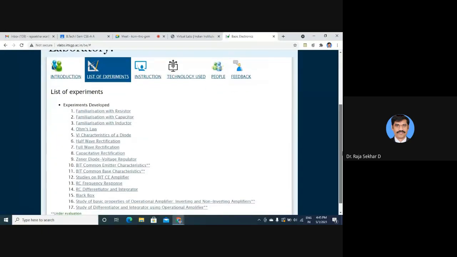Any doubt in V-I characteristics of a diode? Say yes or no. No, sir. Okay. Now we want the half-wave rectifier, full-wave rectifier, and capacitive rectification. Yes or no?